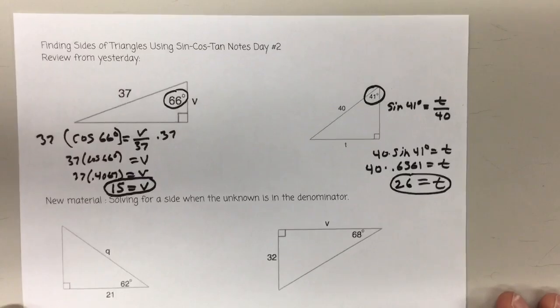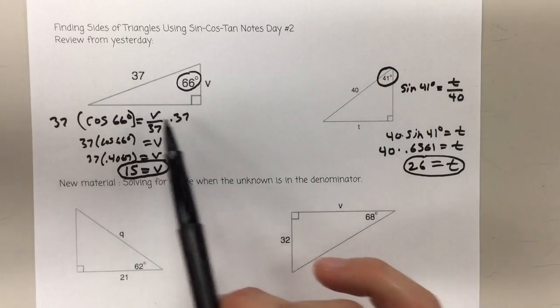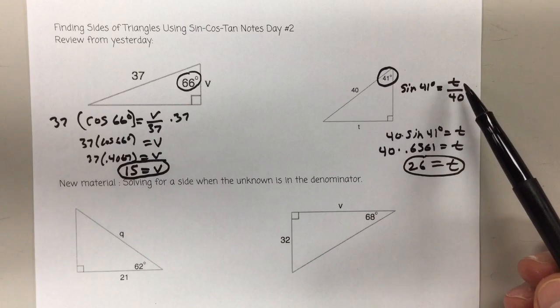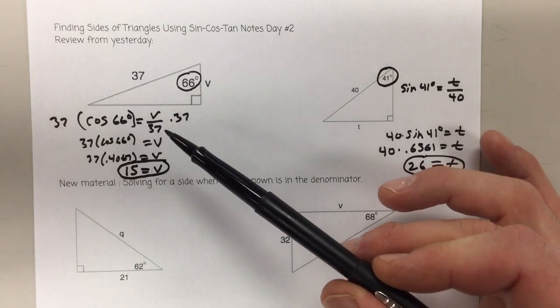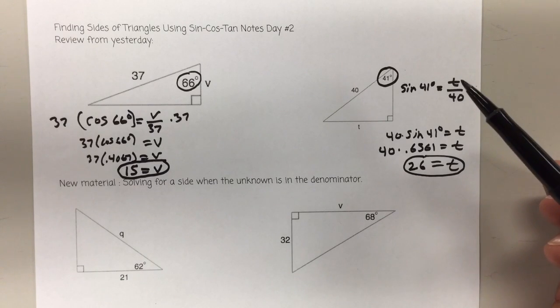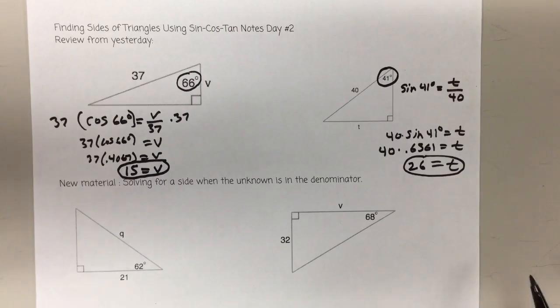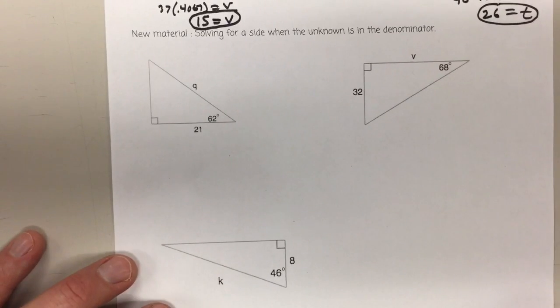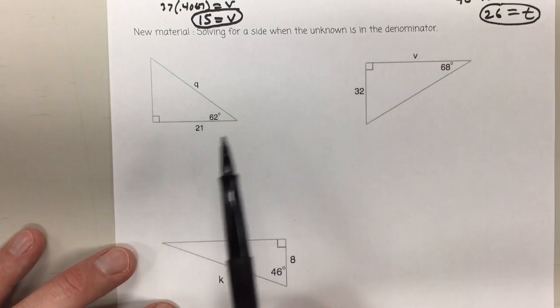You'll notice on both of these first two problems that the side we were looking for was always at the top of this fraction, which made it very easy to solve, because then all you do is multiply by 40 in this case, or 37 in this case. There's another option. Sometimes the unknown is going to be in the denominator, or the bottom of the fraction, and that requires a little different technique. So that is today's lesson. This is new material. Solving for a side when the unknown is in the denominator.